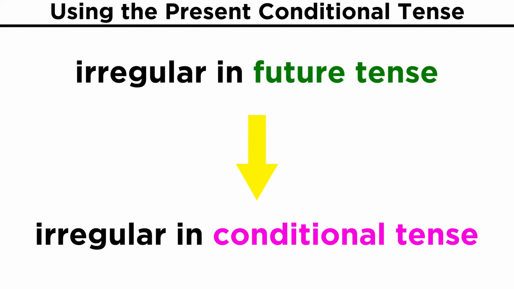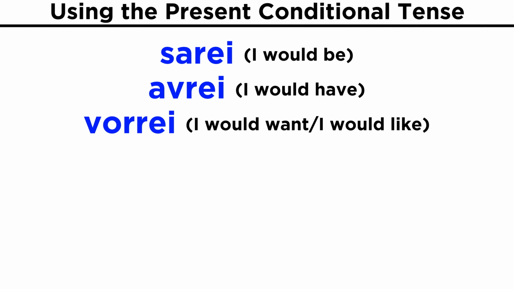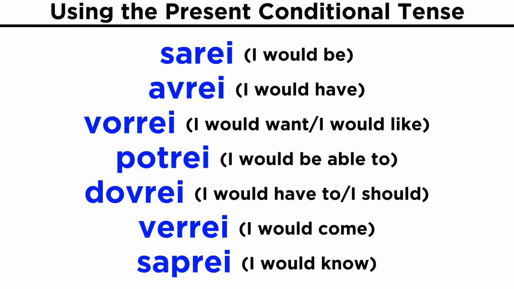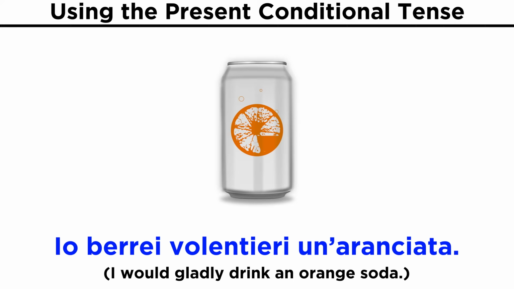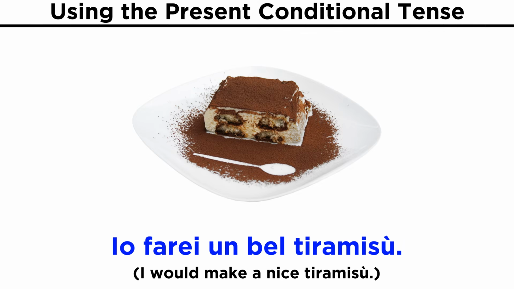Verbs that are irregular in the future tense will also be irregular in the conditional tense. Some common first-person singular forms will be sarei, avrei, vorrei, potrei, dovrei, verrei, saprei, and more. Io berrei volentieri un'aranciata. Avresti un libro da prestarmi? Io farei un bel tiramisù.